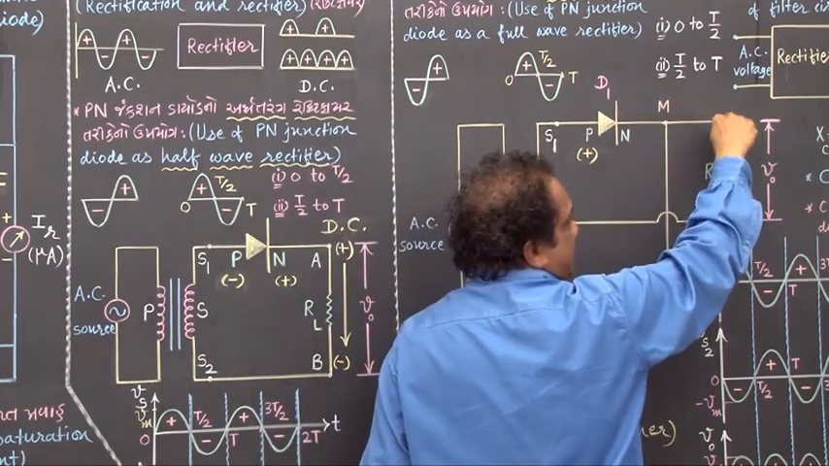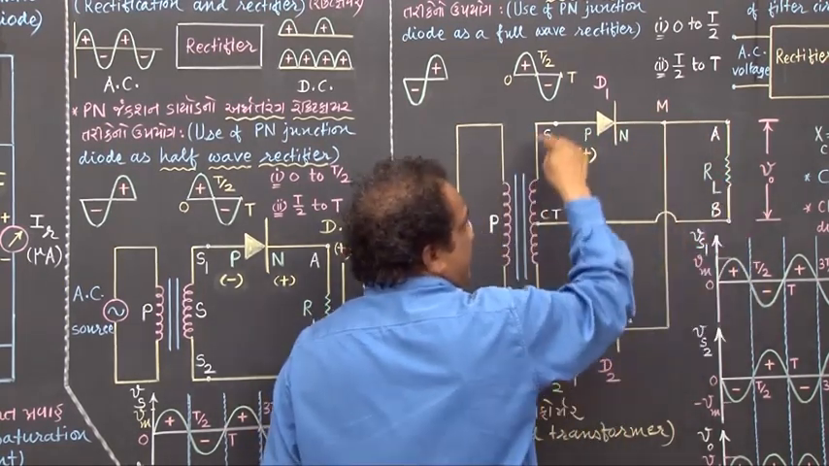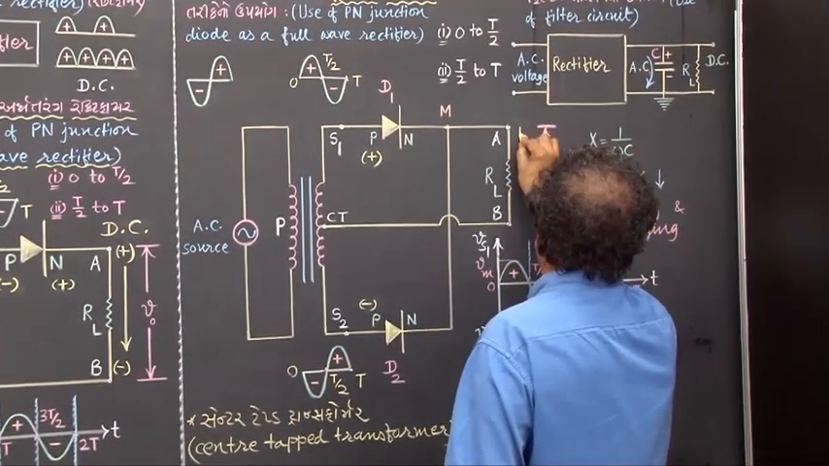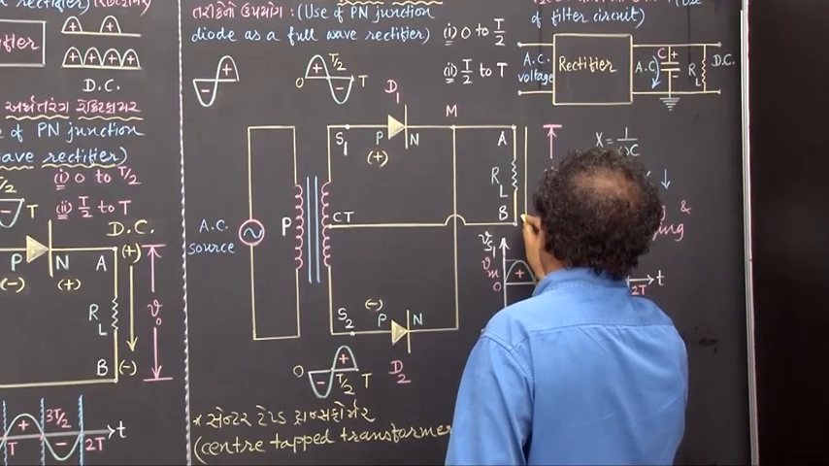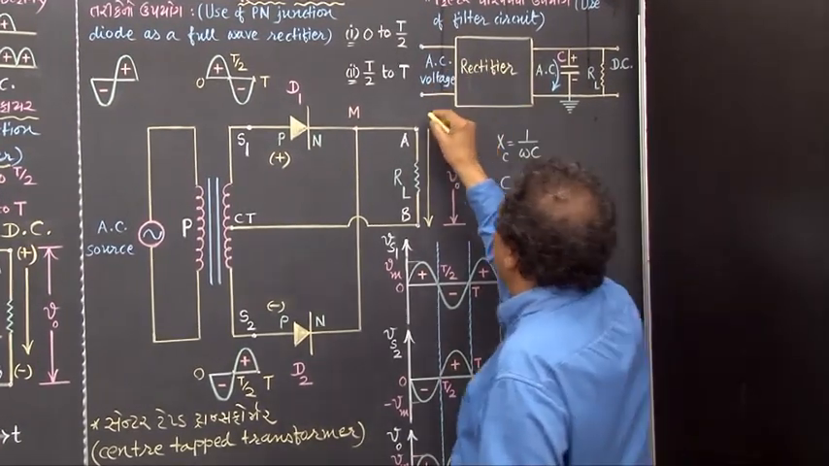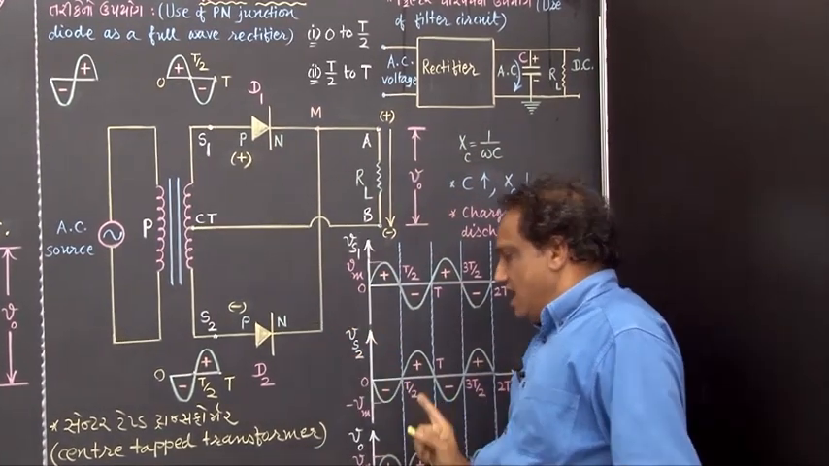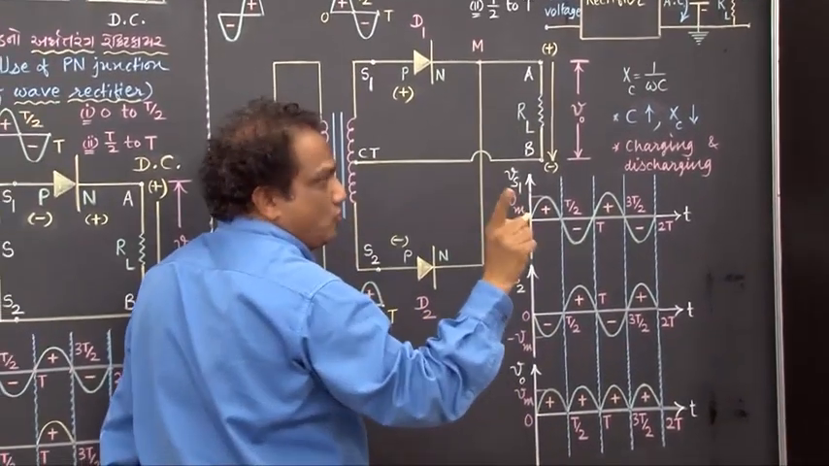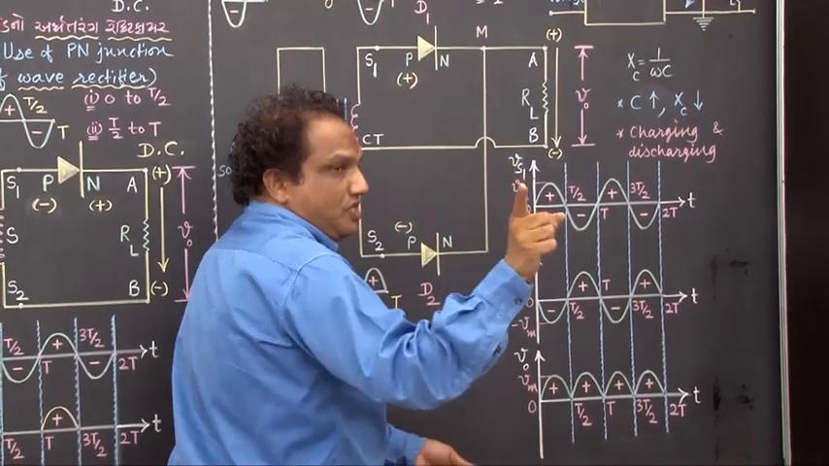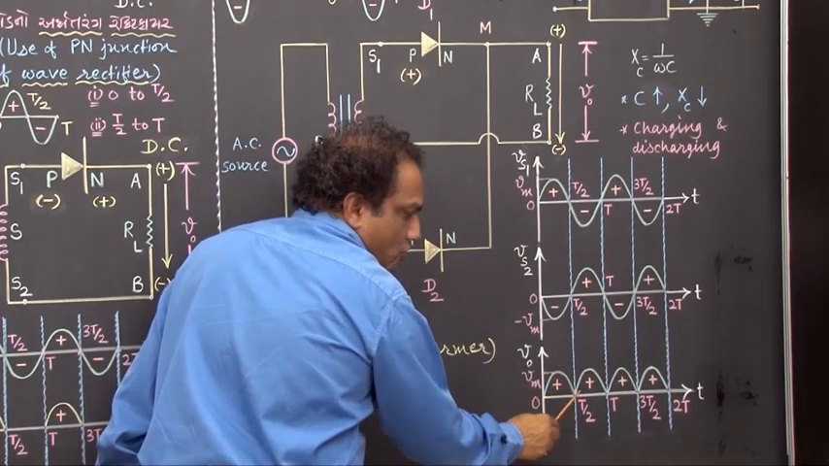So that current will start flowing this way, and when it is flowing through the load resistance, it is flowing from A to B. Tell me, where do you show the direction of current? Always from positive to negative. So if current is flowing from A to B, A must be at positive potential and B must be at negative potential. Correct? And in the output voltage, what do we show? The potential at A with respect to B, which is right now positive. Because the potential at A with respect to B is positive, we can show here a positive going half cycle from 0 to T by 2.